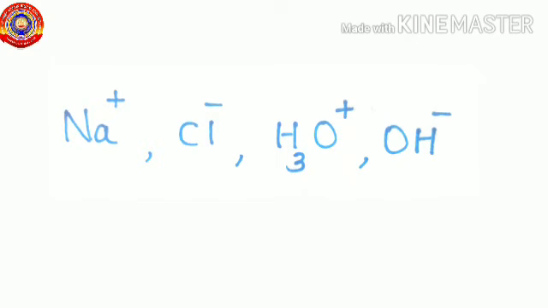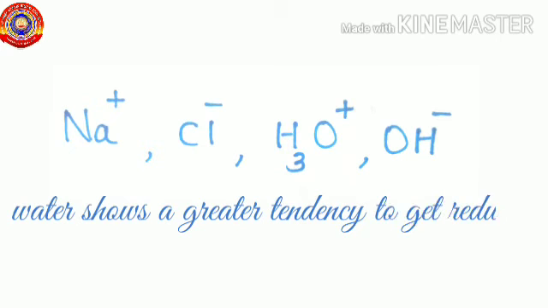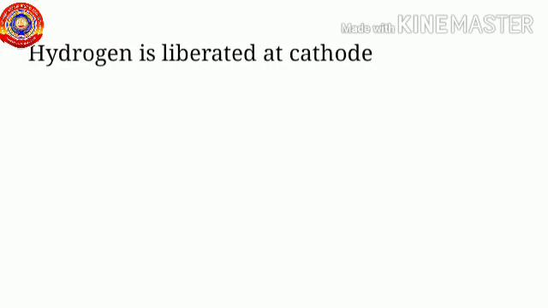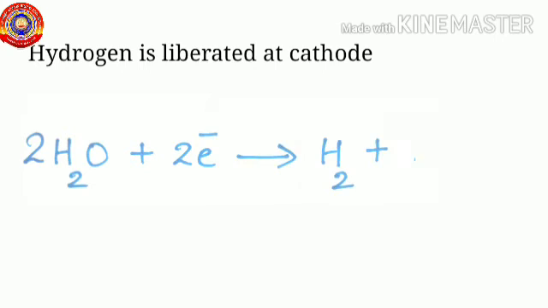But the water present in this solution shows a greater tendency to get reduced than sodium ion and hydronium ion. As a result, what happened? Hydrogen is liberated at the cathode. The equation for the reduction can be written as 2H2O plus 2 electrons gives H2 plus 2OH-. Water accepts 2 electrons and liberates hydrogen at the cathode.